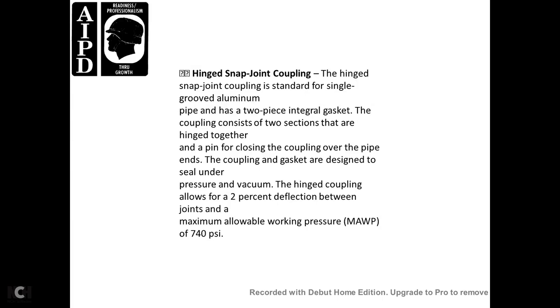Hinge snap joint coupling. The hinge snap joint coupling is standard for the single groove aluminum pipe, with 2 pieces of integral gasket coupling consisting of 2 sections that are hinged together with a pin, closing the coupler over the pipe ends.